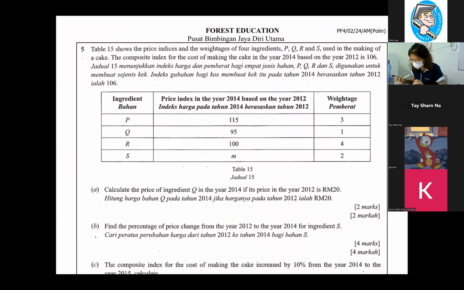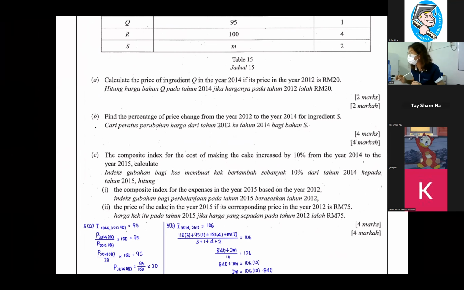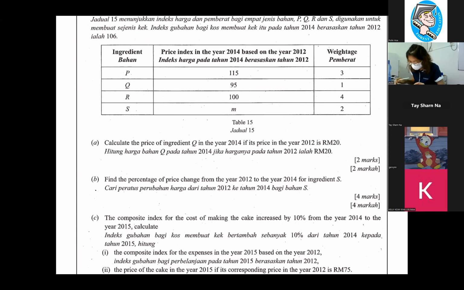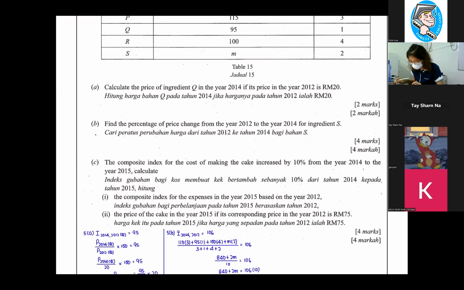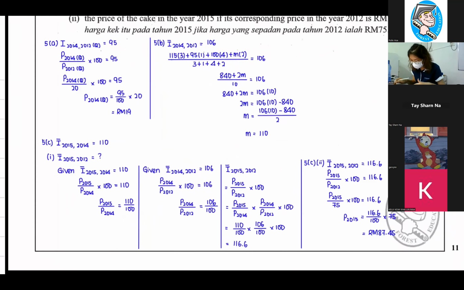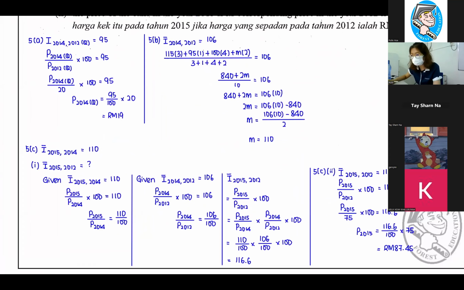Okay, bye-bye. Let's do number 5. Did I ask you to do number 5? Okay, number 5 is super duper simple. So for number 5, we just go through the answer. I show you the answer part and you check the question by yourself, because I have my own PDF also.